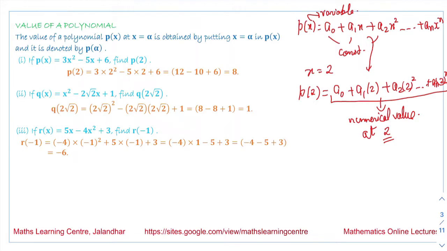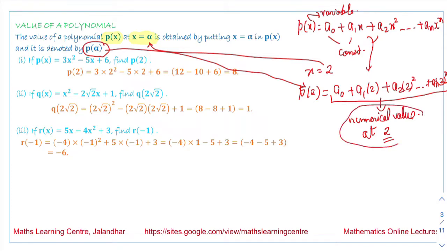The same thing is written over here: if p(x) is a polynomial, then at x is equal to alpha, this alpha is just like the 2 we considered, we get p(alpha), that is, in place of x we write alpha, and that is called the numerical value of the polynomial. This will become more clear to you with this example.